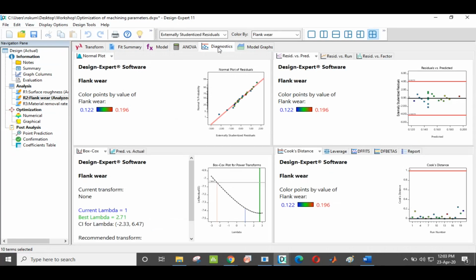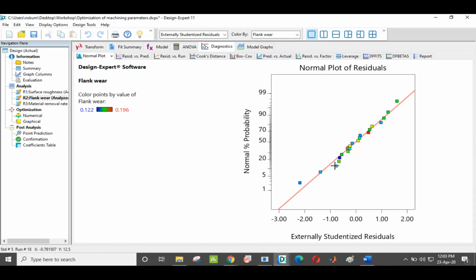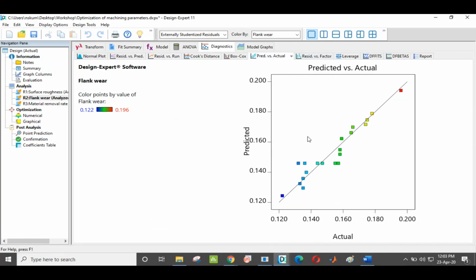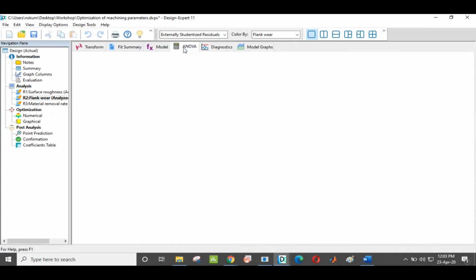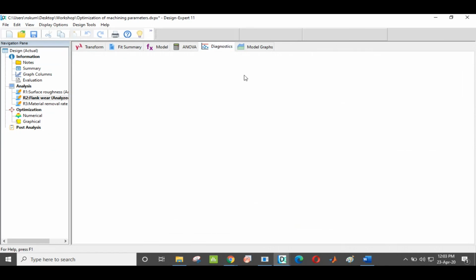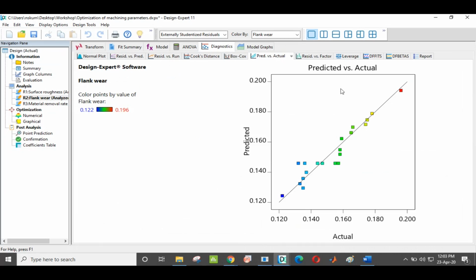So once again, the diagnostic curves. Here a perfect normal distribution is possible because all the points are along the fitted straight line. Then residual versus run, okay, no analysis is possible here. Then predicted versus actual. This is a little bit okay because the R square value is 0.76, so only 75% prediction accuracy is possible. That's why it is a little bit scattered out.